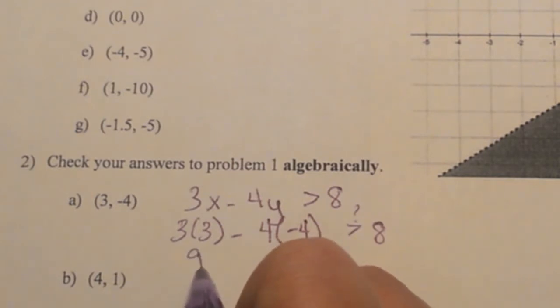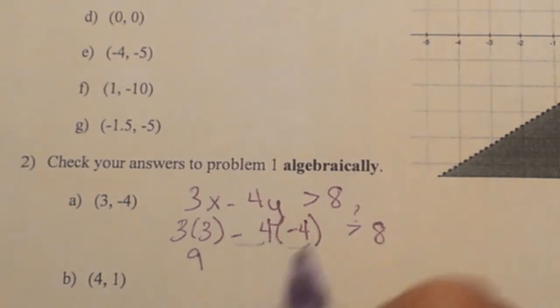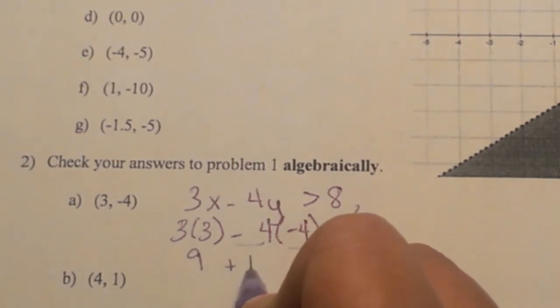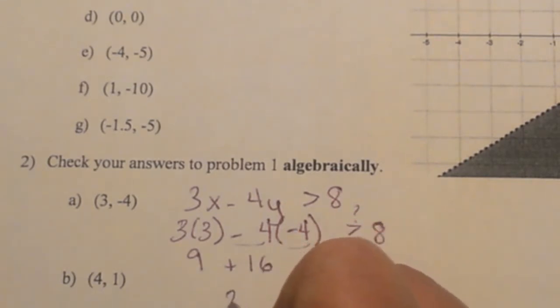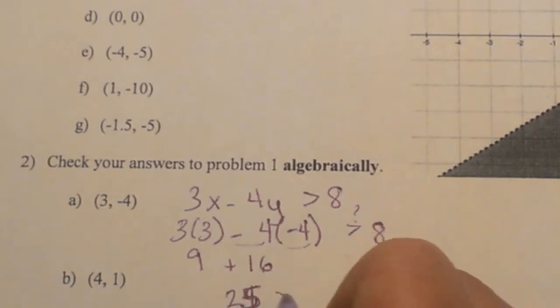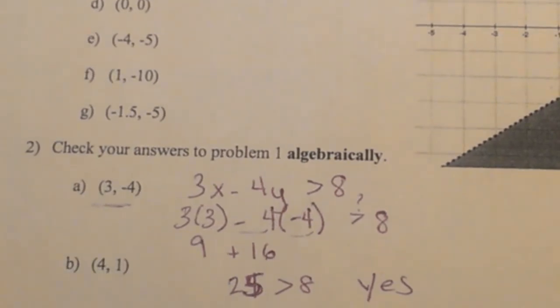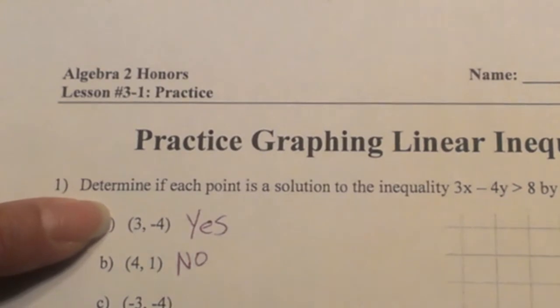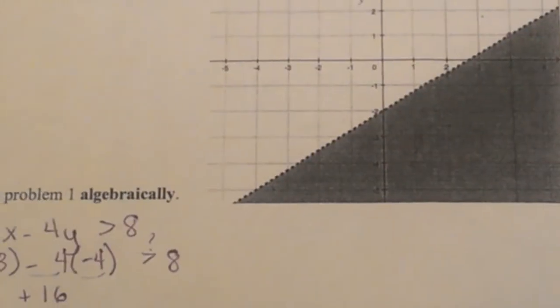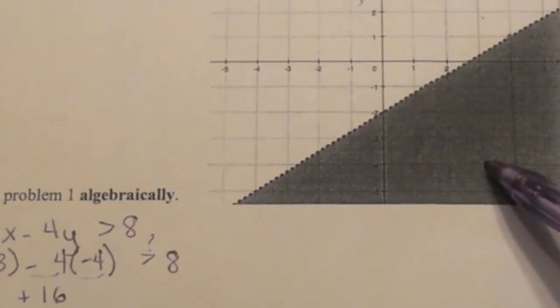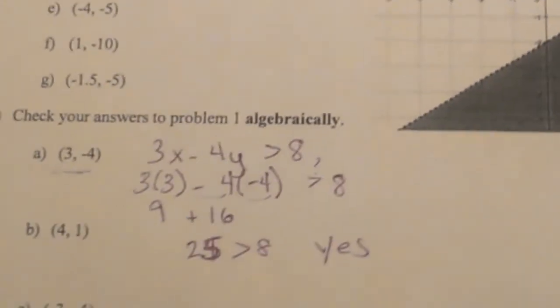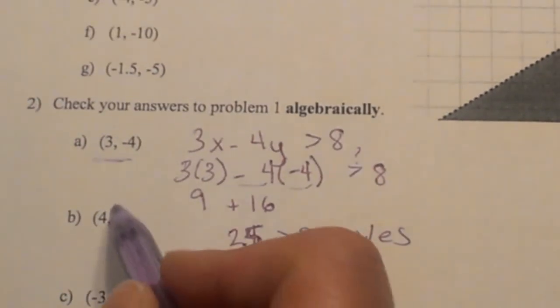So 3 times 3 is 9, -4 times -4 is 16, and 9 and 16 is 25. And 25 really is greater than 8. So that tells me, yes, this ordered pair is a solution to that inequality. Now we knew that graphically because we could see that that ordered pair, that point, is in the shaded region of my inequality. But let's check B.